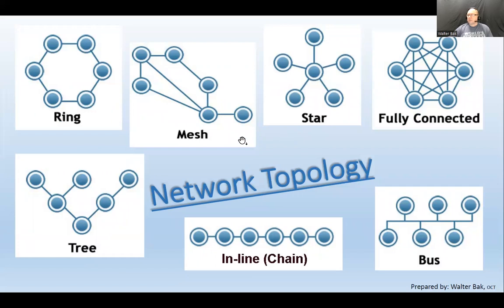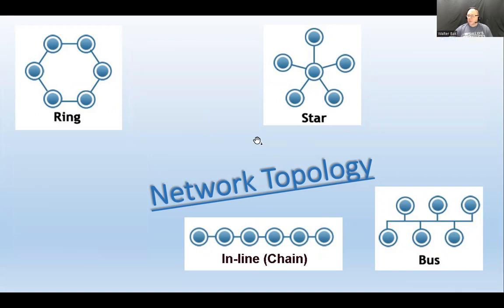There are different symbols or icons for different topologies for the network. And what we're going to do is talk about the basic topologies. It's going to be ring topology, star, in-line or chain, and bus network topologies.